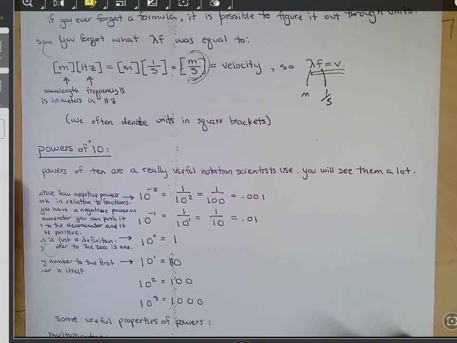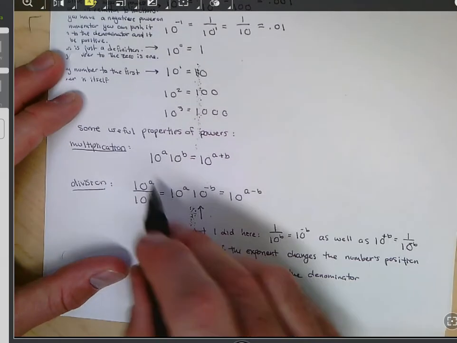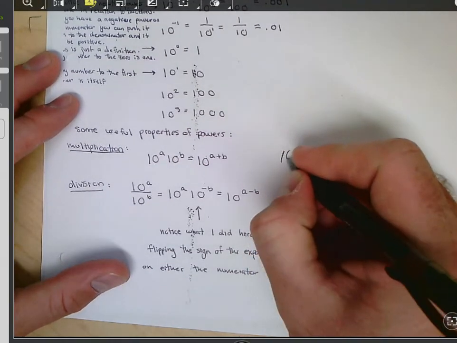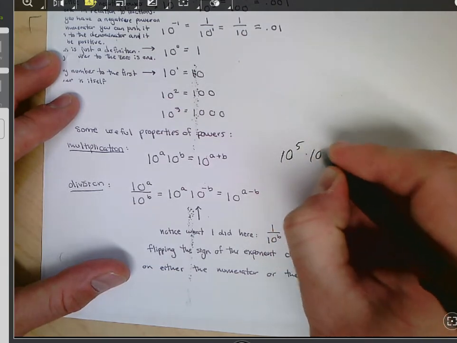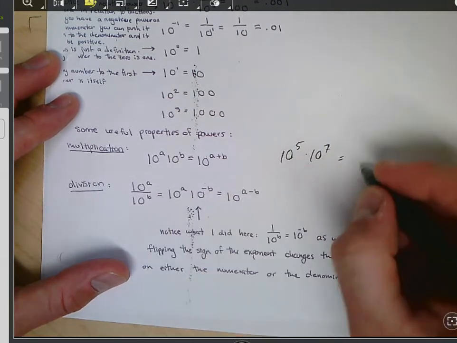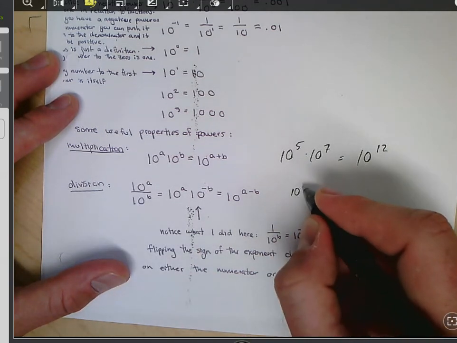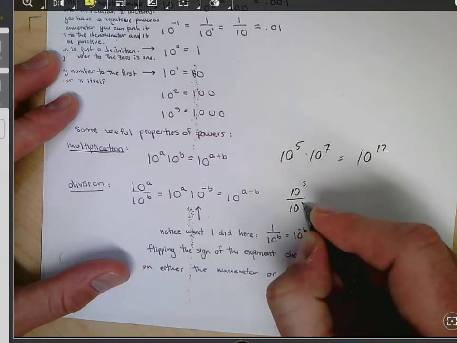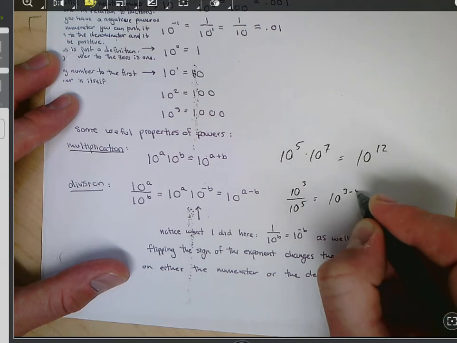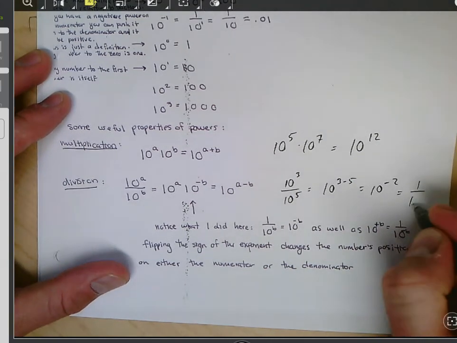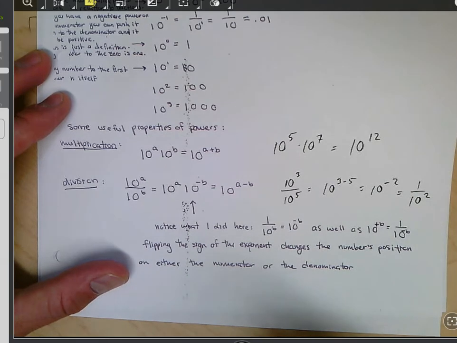We've gone over some powers of 10. One thing that I'll maybe just mention here is that if you're multiplying, say, 10 to the 5 times 10 to the 7, the exponents are just going to add. We'll get 10 to the 5 plus 7, or 10 to the 12. If you divide two things, so if I did 10 to the 3 divided by 10 to the 5, this would be 10 to the 3 minus 5. In other words, I get 10 to the minus 2, which would be the same thing as 1 over 10 squared, or 1 over 100.